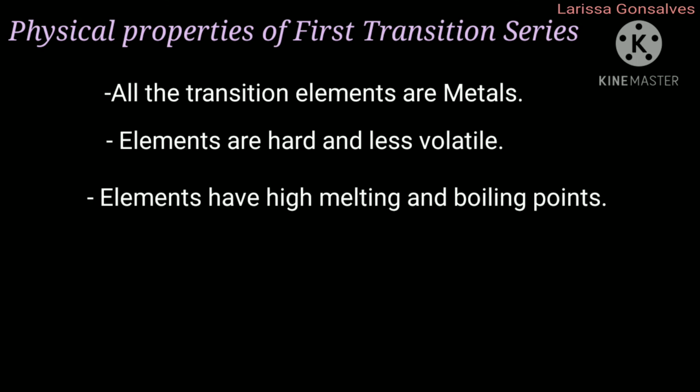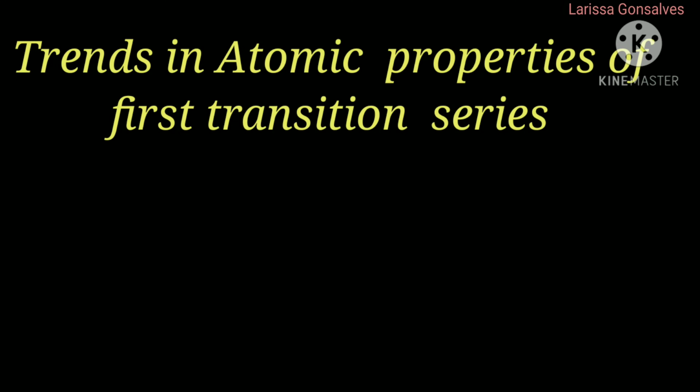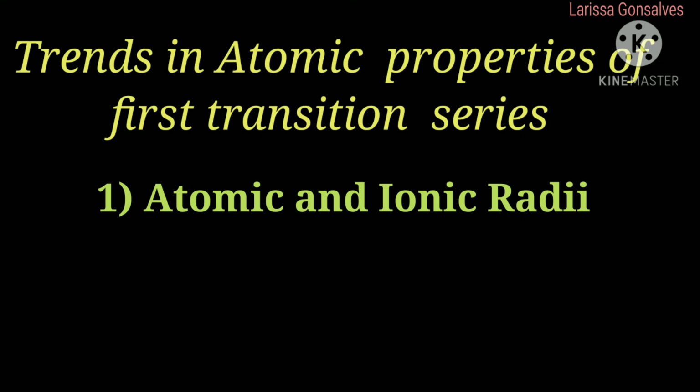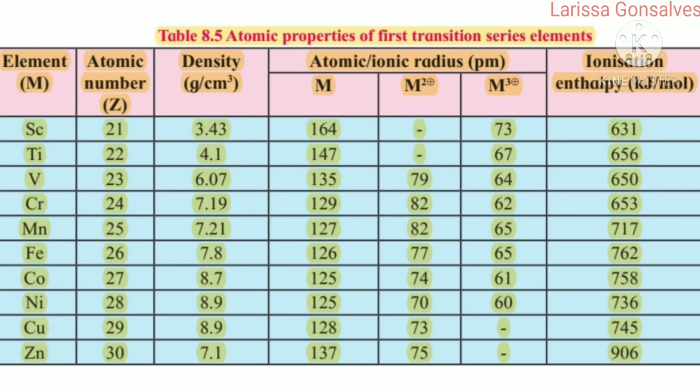Now we move on to the next topic, that is trends in atomic properties of the first transition series. So the first trend is atomic and ionic radii. In the transition series, the atomic radii of elements decrease as we move from left to right. So here is a table which shows the decrease in the atomic radius of the elements. First is scandium, so the atomic radius is 164. So from left, as we start moving towards the right, the last element is going to be zinc. If you look at the atomic radius, it is 137.